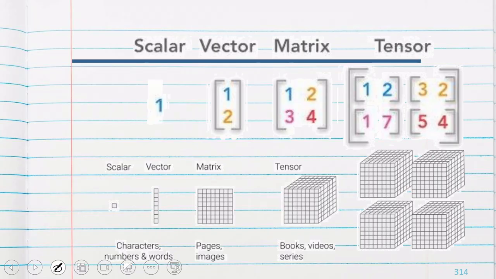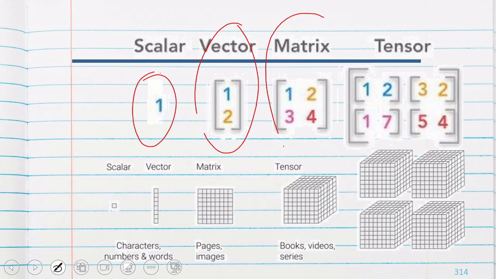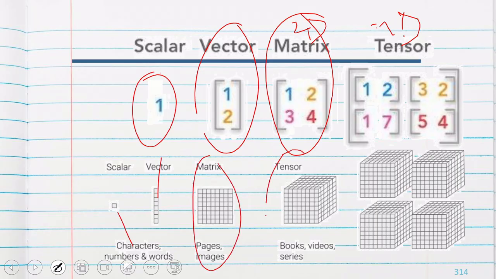So this is a scalar. This one is a vector, one dimensional. A matrix is 2D. Then N-D means it is a tensor, a collection of matrices or vectors. Scalar means a character, vector a word, matrix means a page or images, and tensor means books or videos or series.